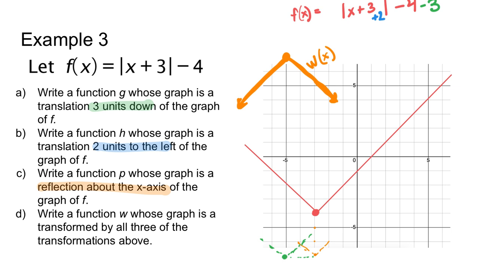And then what did I do? Then I reflected it. So what does that do? That makes the whole darn thing negative. The ending result will look like this. We'll call it w of x equals, we know we have that negative because we reflected.